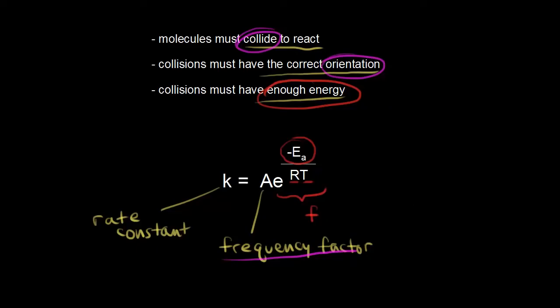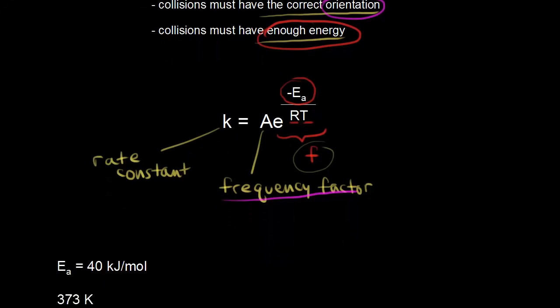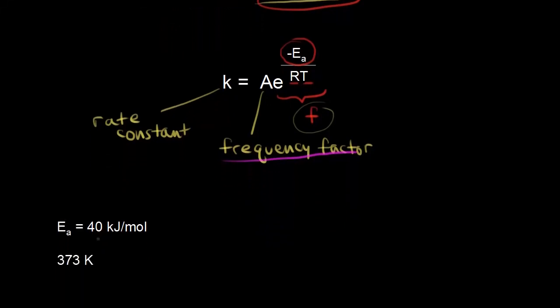So let's see how changing the activation energy or changing the temperature for a reaction affects the fraction of collisions with enough energy for our reaction to occur. Let's start with an activation energy of 40 kilojoules per mole, and the temperature is 373 Kelvin. Let's solve for F. F is equal to e to the negative of our activation energy in joules per mole.